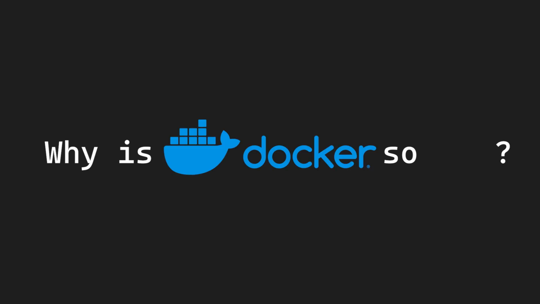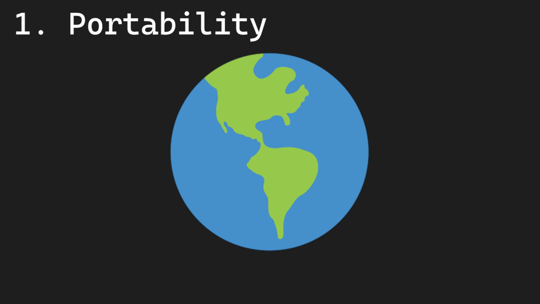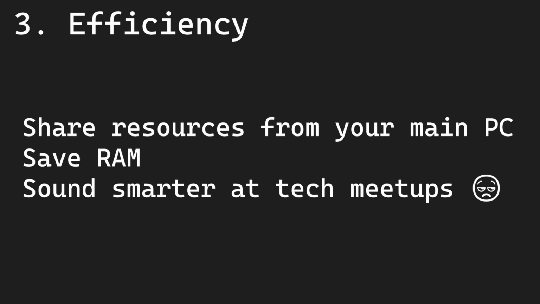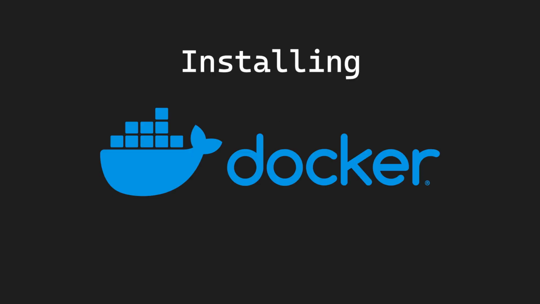Now, why is Docker so good? Portability. Your app will run everywhere, even in space if there was a computer there. Consistency. You don't get weird dependency issues, because they're all built into the same Docker image that you'll be building later. And the last, efficiency. You can share resources and save your own RAM, and it'll even make you sound a bit smarter at tech meetups.